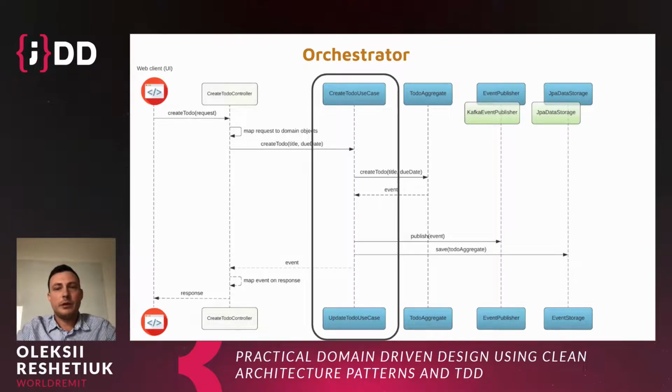Okay, and what we see here is that, accepting the web request, the controller maps our DTO to domain objects and delegates to the use case class. The use case class, in turn, creates an aggregate and delegates the call to it. And if the returned event is not a rejection type, it is saved into our storage and then published. Next, this event is returned to the controller, and the controller maps it to a DTO and gives it back to the client in the shape of an HTTP response.